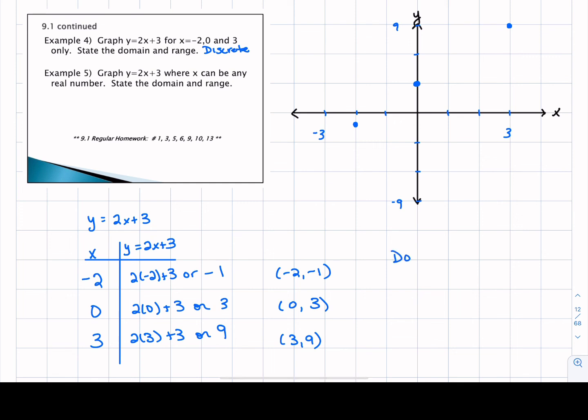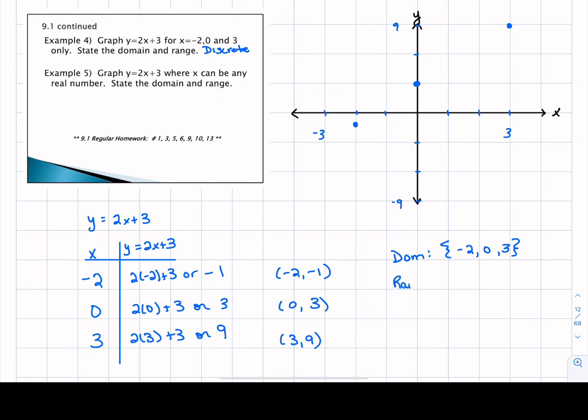So if we want to determine the domain of this function, the domain is going to be the 3 x values that are included from left to right. So my first x value is -2. My next x value is 0, and my last x value is +3. So there's the domain of this set.